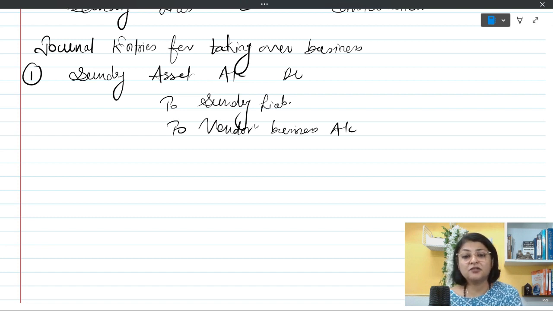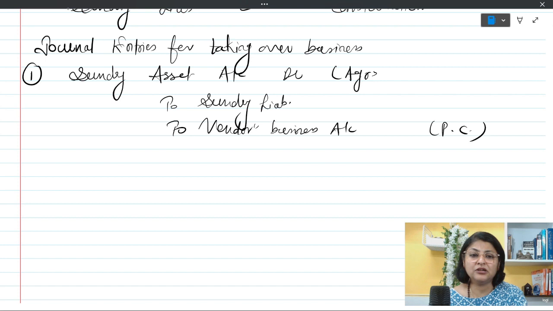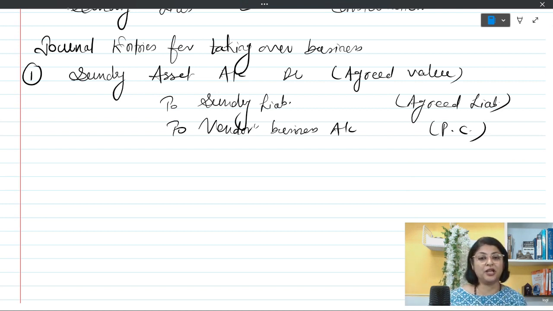And also you will write in front of this purchase consideration, which I am writing in short form PC. Here you are going to write the agreed value, at what value you are going to take over their assets, and at what value you are going to take over their liabilities. It will be given to you in the question, don't worry about it.